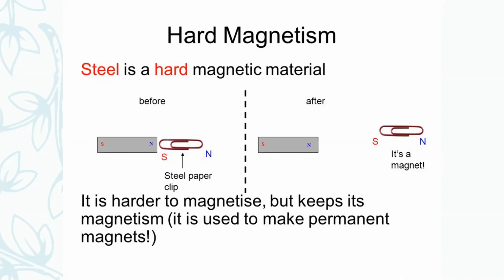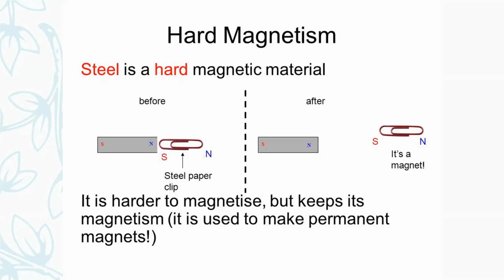Steel is quite hard to magnetize, but it keeps its magnetism. It is used to make permanent magnets. What should you do? If you bring this paper clip close to the bar magnet, because of the magnetic field of this bar magnet, this paper clip will become magnetized. You can put them together for some time, and if you take the paper clip away, it will become a magnet. So this is the way you can make a magnet inside your house.